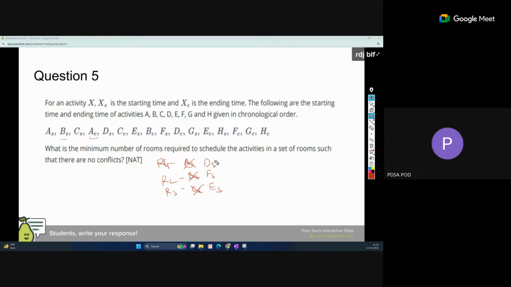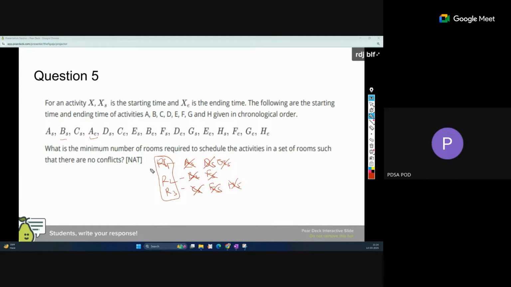But still all three are now running. Now DE, so D is finished, and GS will be assigned in the same room. EE, so this is finished, HS will be assigned here. FE will finish, GE will finish, and HE will finish. So you can see in this process, if we follow this, we need a maximum of 3 rooms. So the answer for this is 3 rooms required maximum.